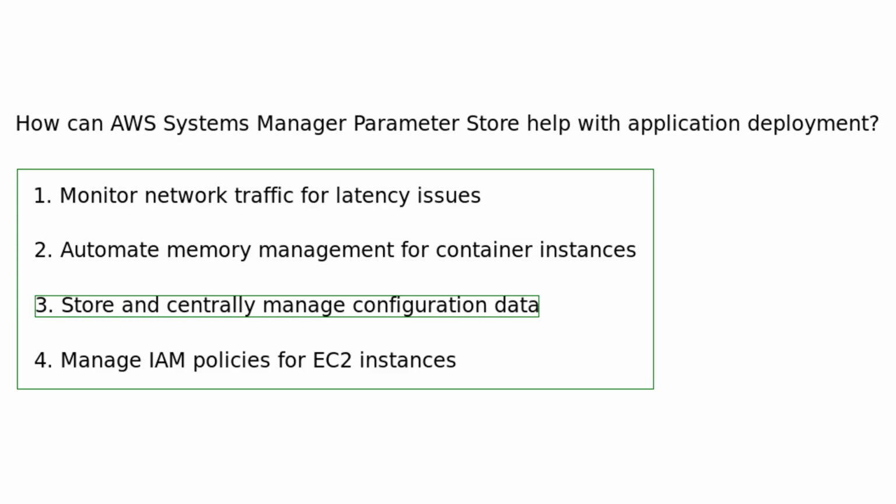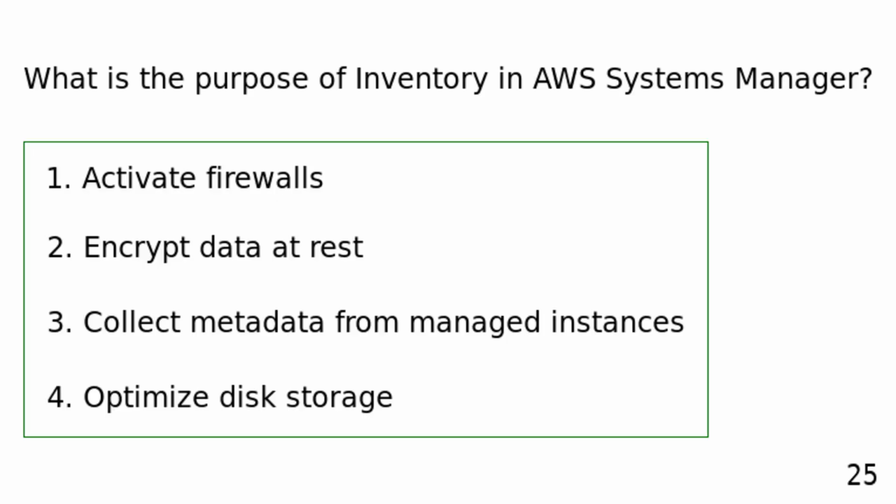AWS Systems Manager Parameter Store allows users to store and centrally manage configuration data, making it easier to deploy applications across multiple instances with consistent configurations. What is the purpose of inventory in AWS Systems Manager? Activate firewalls. Encrypt data at rest. Collect metadata from managed instances. Optimize disk storage.